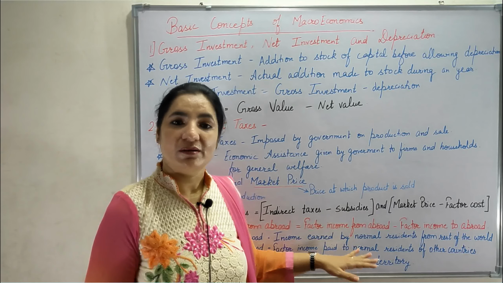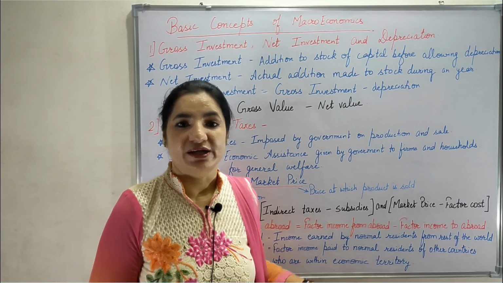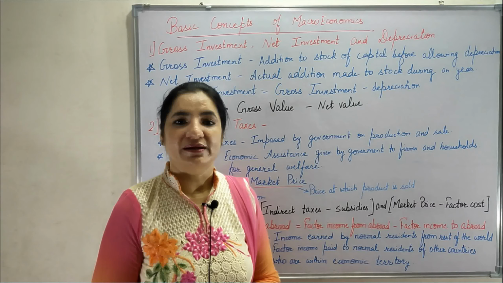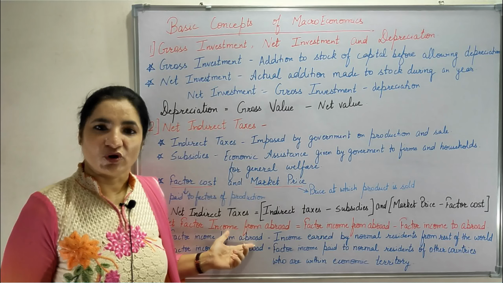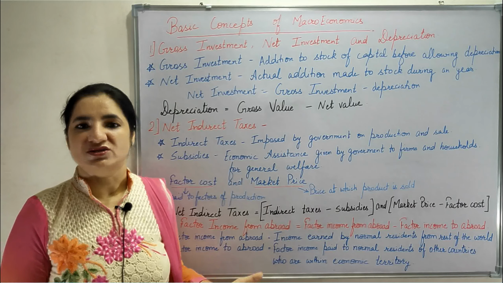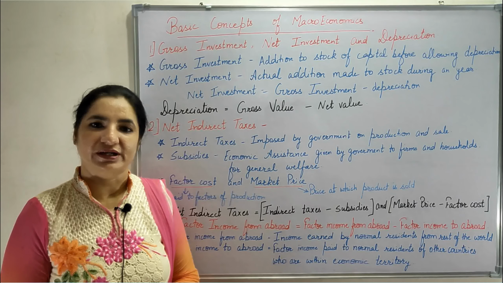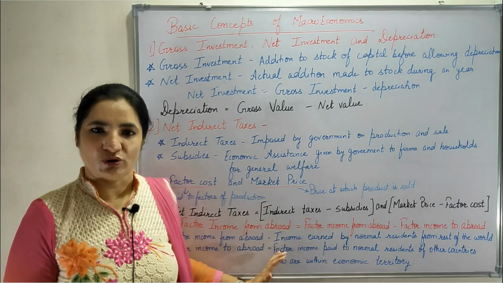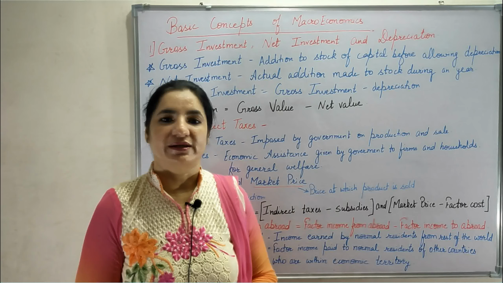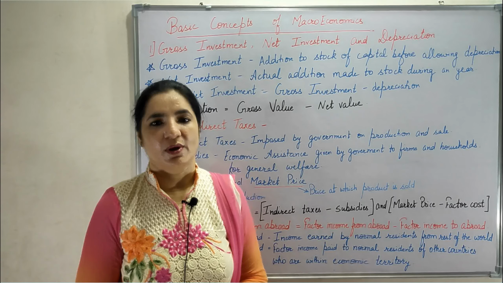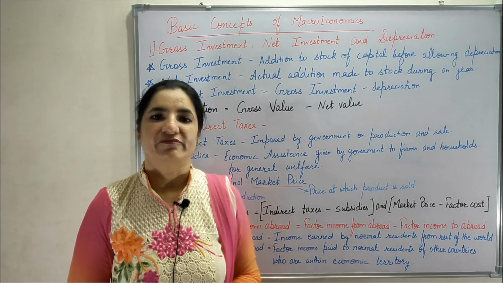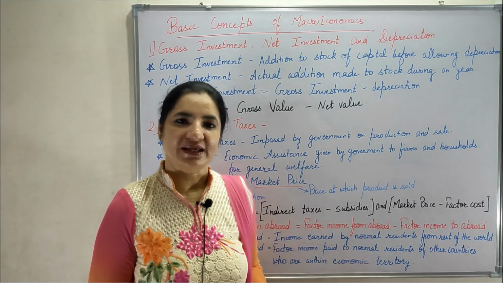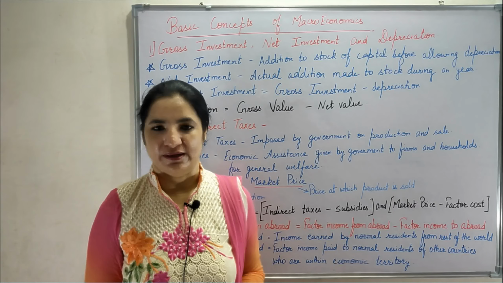So, here this will be important when we will try to understand the concept of domestic income and national income. National income includes net factor income from abroad, but domestic income does not include net factor income from abroad. So, when we will deduct net factor income from abroad from national income, we will arrive at domestic income, or in other way we can say that when we will add net factor income from abroad to domestic income, we will arrive at national income.